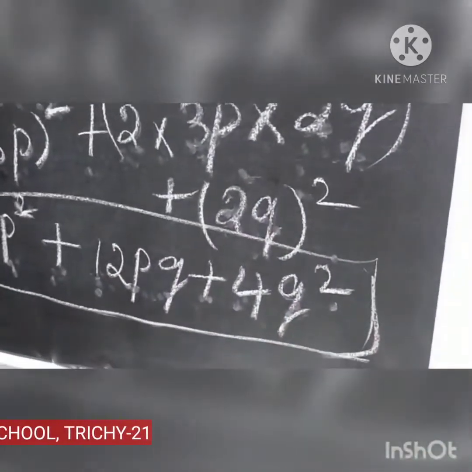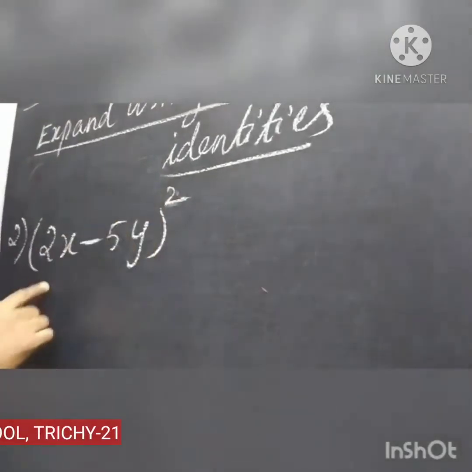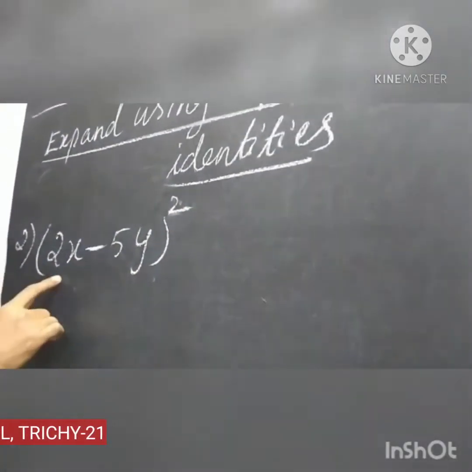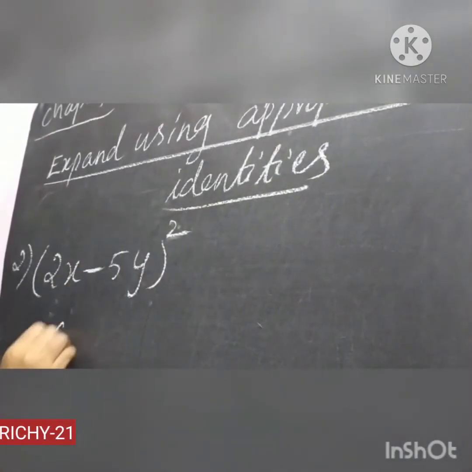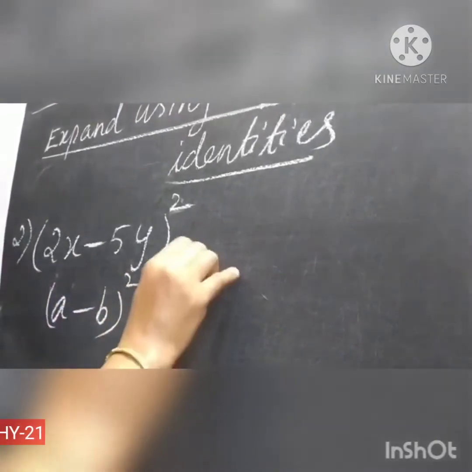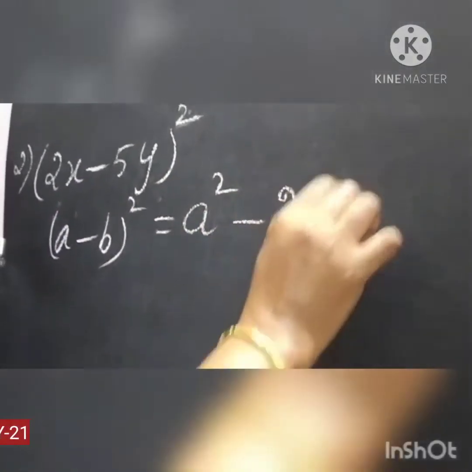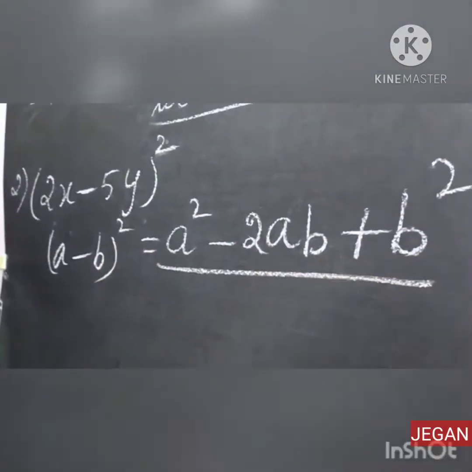Is it clear? See the second one: (2x minus 5y) the whole square. The given expression is 2x minus 5y. So which one is the appropriate identity? (a minus b) the whole square. The answer is a squared minus 2ab plus b squared. This is the right hand side answer.